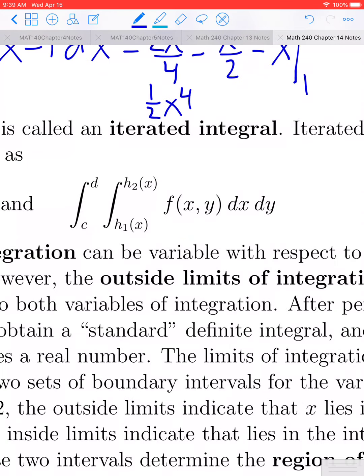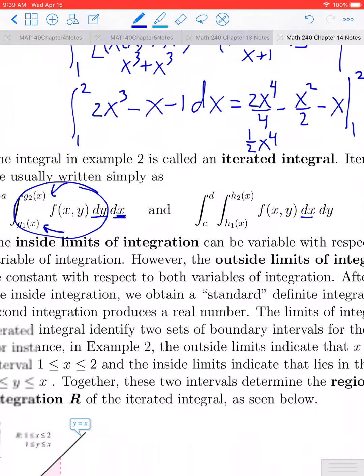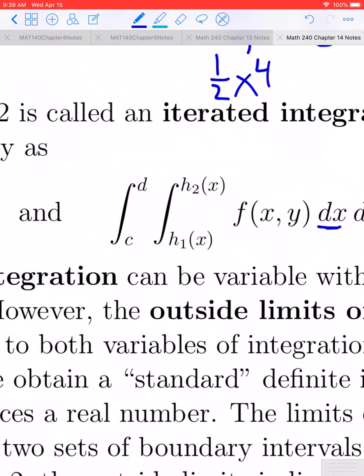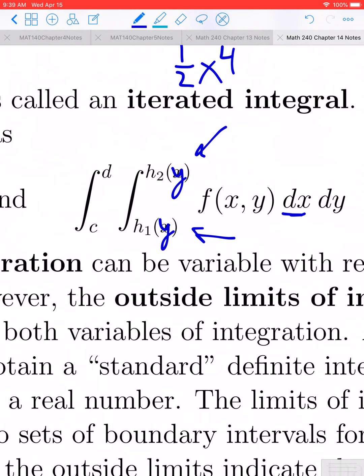The order could be reversed if you choose to integrate with respect to x first, and I see a typo already. If you integrate with respect to x, then remember your bounds cannot have the x variable in them. So these would have to be functions of y. So the lower limits would be from h1 of y to h2 of y, where h1 and h2 are functions of y. We would do that integral first.